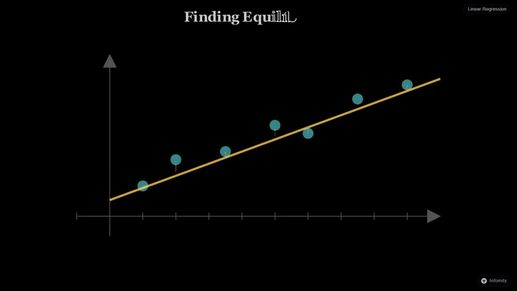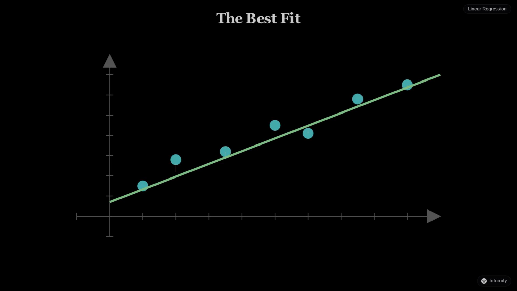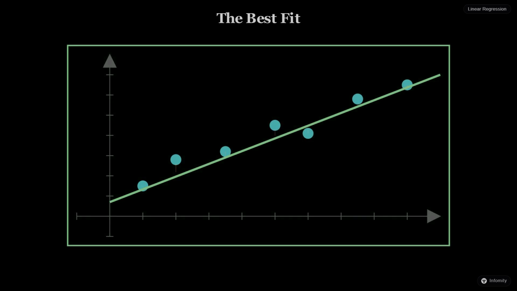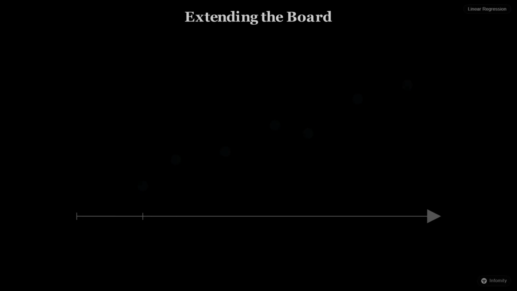When the rubber band stops moving, it has found the state of equilibrium. This is the position where the total pull from all the pegs is minimized. In the world of data science, we call this the line of best fit. It is the one unique path that balances all the conflicting demands of our data points, giving us the most reliable average prediction. But what if the price of a house depends on more than just size?